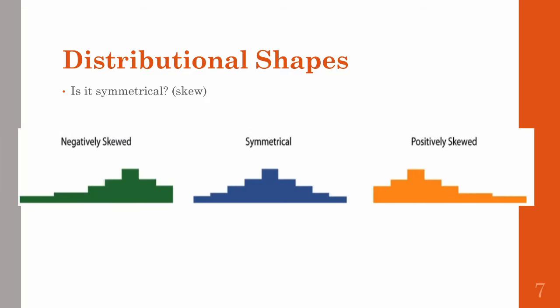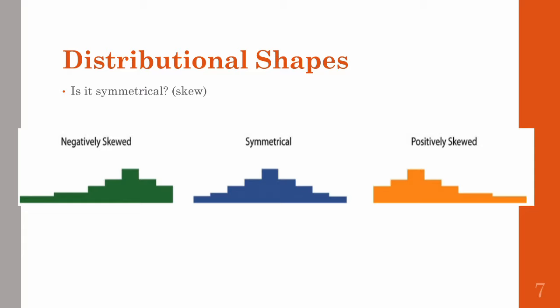For unimodal distributions, you can also assess the symmetry of it. If the peak appears to be in the middle, like the middle picture here, that would be a symmetrical shape. If most of the responses bunched up towards the right side of the graph, like in the green picture, we would call this distribution negatively skewed. And in the orange picture, if all of the responses bunched up towards the left side of the graph, this would be called positive skew.